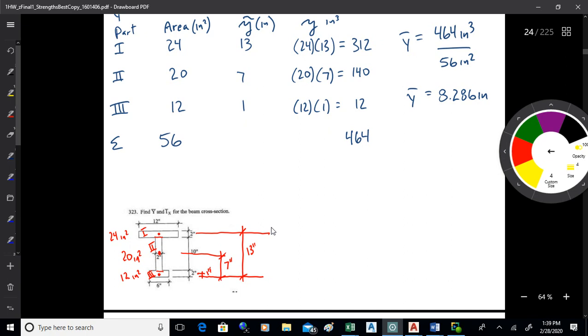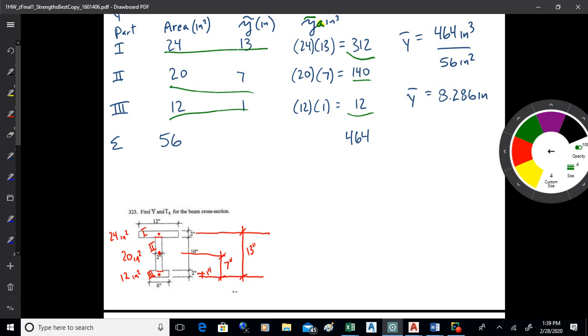All right, then I want to find y-bar. So what I do for each part, I've got the top one, Roman numeral 1, the web is Roman numeral 2, the bottom flange is Roman numeral 3. Take the area times the y-bar distance, multiply them together, and I get y-bar A. Looks like I forgot to put an A in there. Y-bar A. So 24 by 13 for the top one is 312. 20 by 7 for the middle one, the web, is 140. 12 by 1 for the bottom one is 12.